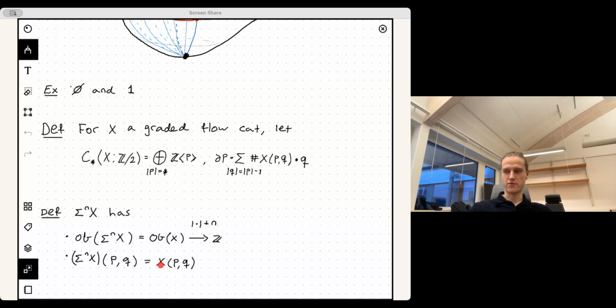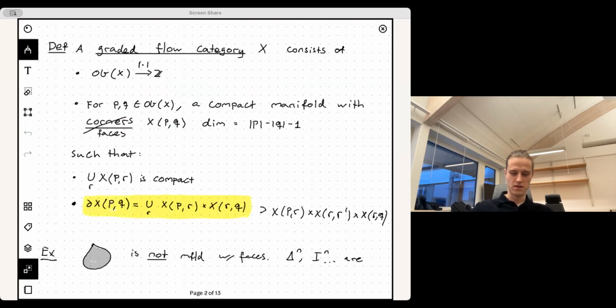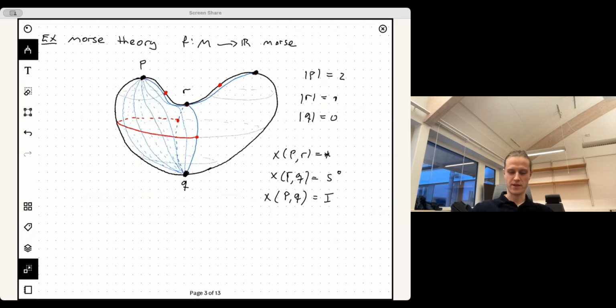And we take all the same manifolds. And this makes sense now because in the new grading, we have degree p plus n and degree q plus n, and the n's cancel out when we look at this type of formula here. So that's something we can define.